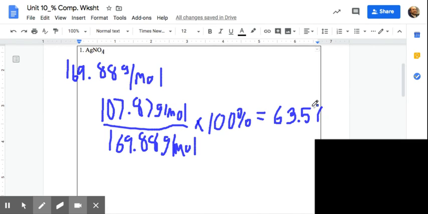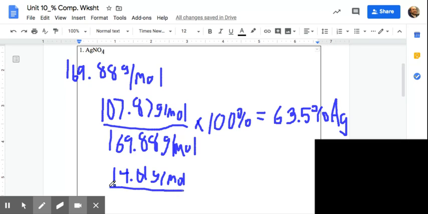So that's the percentage of silver in the compound AgNO3. And remember, always labeling is important. Now you're going to take the kind of math that we just did and use it for the same thing for N and for O. So for N, we have 14.01. You do your units, and then you divide it by our total, 169.88.